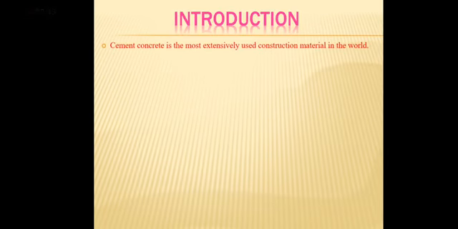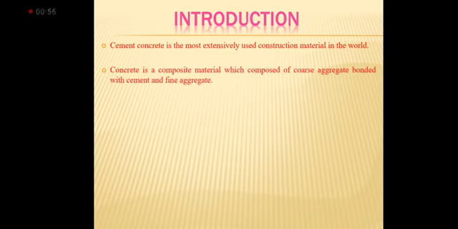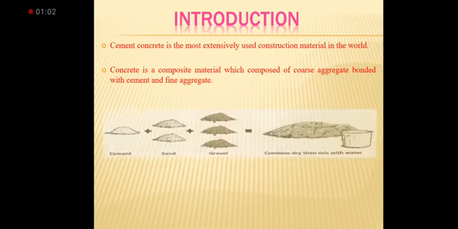Introduction. Cement concrete is the most extensively used construction material in the world. Nowadays concrete has become a very important member for construction because everywhere we construct RCC constructions. Concrete is a composite material composed of aggregate, fine aggregate and cement.